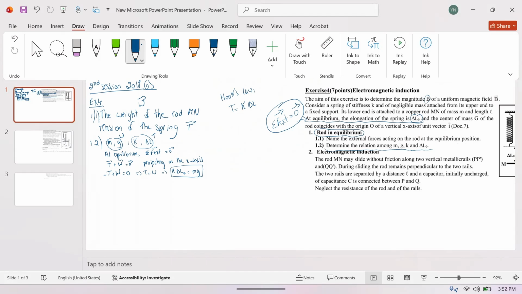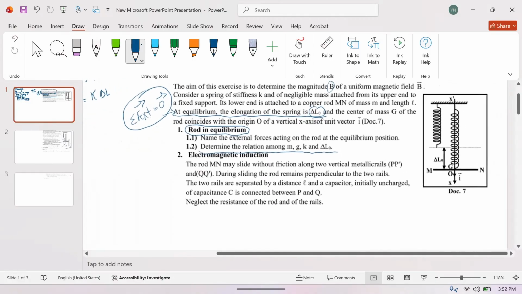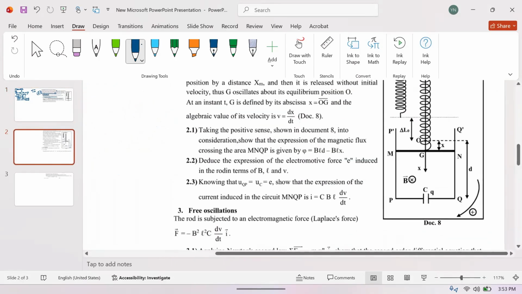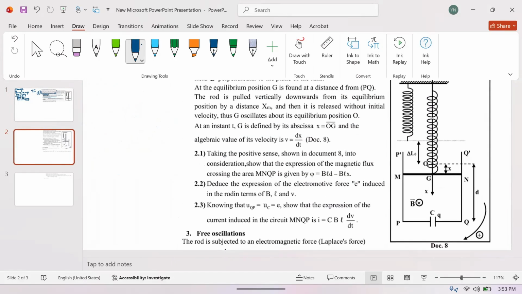So here's your reminder. Now, in question 2, we have the electromagnetic induction. The rod MN may slide without friction along two vertical metallic rails PP' and QQ', as figure 2 shows here. Okay, so we have a capacitor. We have this rod that is placed on the two metallic rails PP' and QQ', and we're supposed to slide it without friction on the metallic rails.